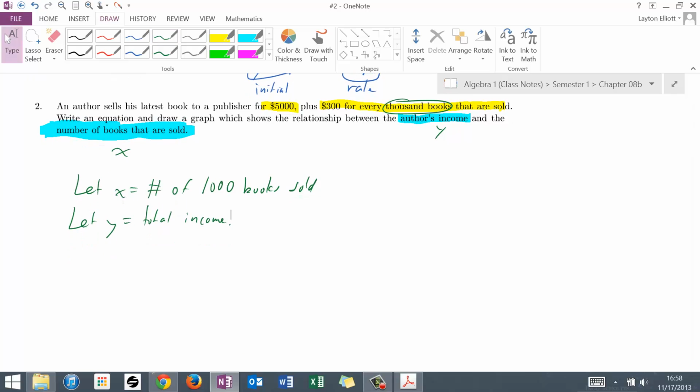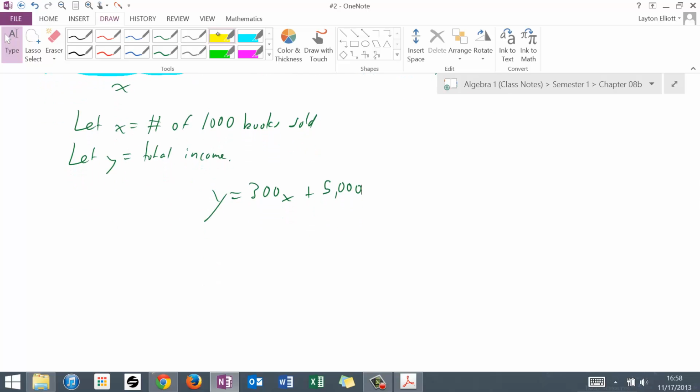So if I go to an equation, I want to do y is equal to $300 for every 1,000 books sold, so 300 times x, which is the number of 1,000 books sold, plus the $5,000 he got as kind of a flat rate or an initial, a finder's fee or something. So now let's graph it.